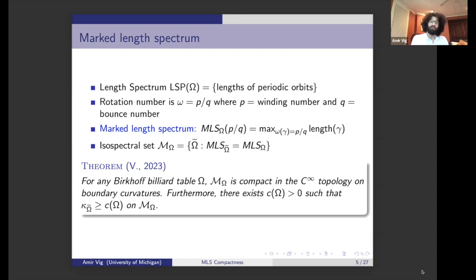And so the theorem is that for any Birkhoff billiard table, the Mach length spectral set containing omega is compact in the C infinity topology on boundary curvatures. And furthermore, there exists a constant which is strictly positive, such that the boundary curvature is bounded below by that constant on the Mach length spectral set. Okay, so this basically tells us that Mach length isospectral sets cannot be very big; they're compact. And also, you cannot have degeneration away from convexity within an isospectral set.